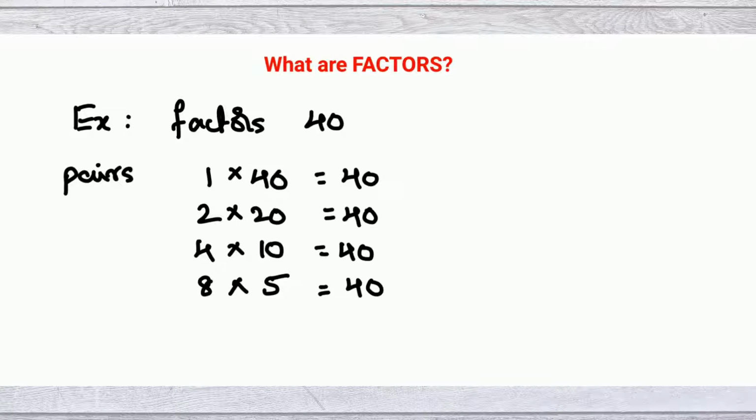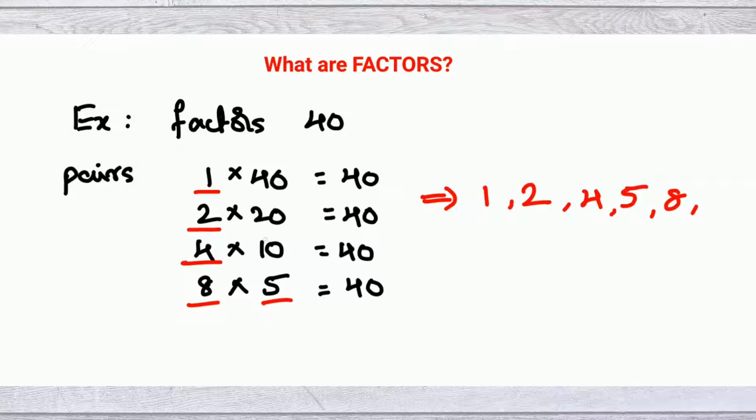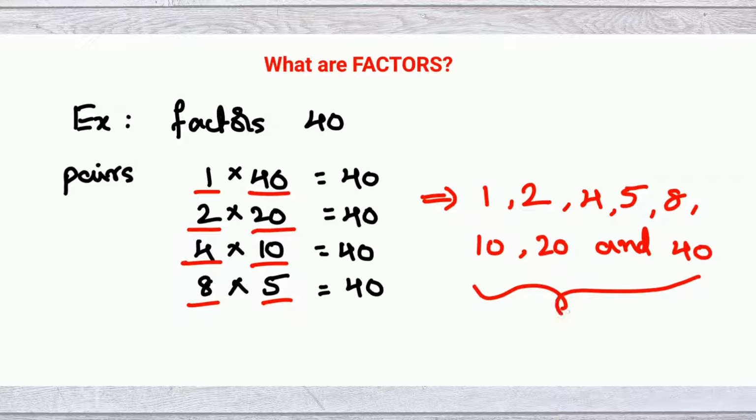Let's see what are the factors here. 1, 2, 4, 5, 8, 10, 20, and the last one is 40. These are the factors of number 40.